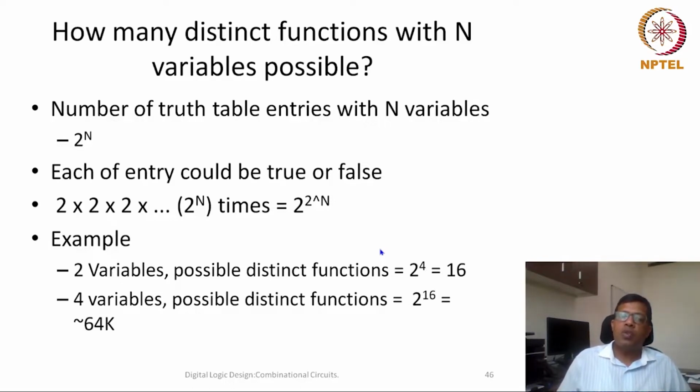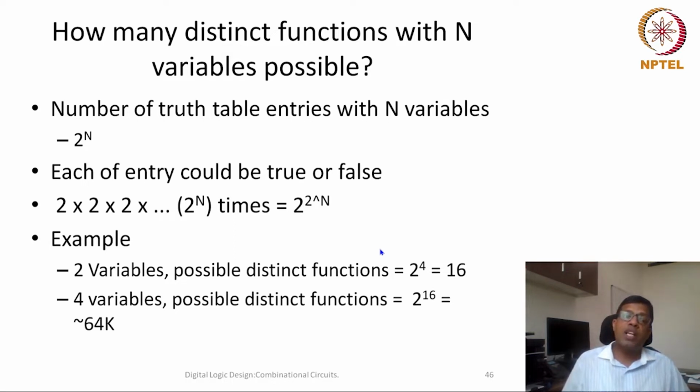Now if the number of variables is 4, then the number of different functions possible is 2 to the power 16. From where did 16 come? Because 2 to the power 4 is 16. So the total number of truth table entries in a 4 variable function would be 16. And because all of these entries could be present or absent, the total number of possible functions is 2 to the power 16, which is approximately 64,000.